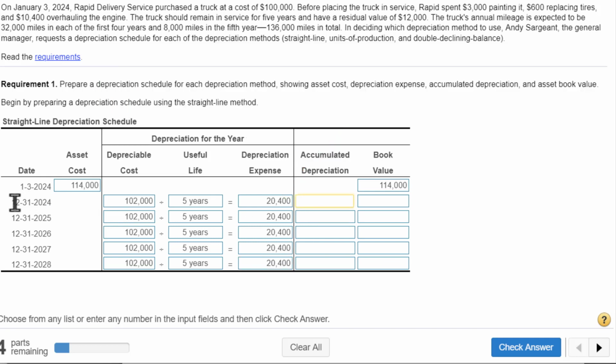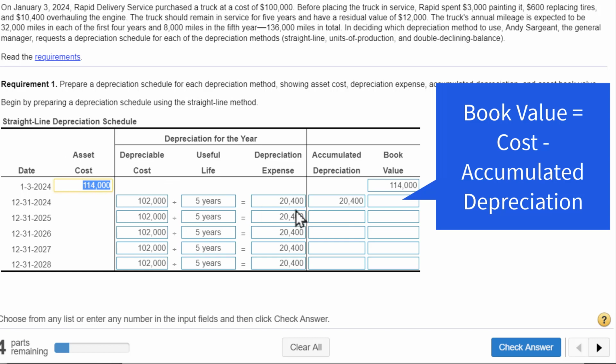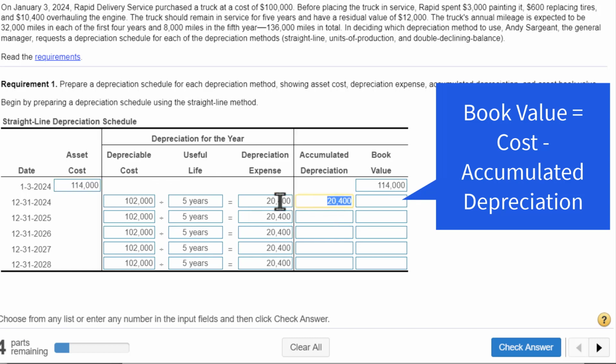So let's just think about now the year ending December 31st, 2024. What's the accumulated depreciation in that first year? Well, it's the amount of that depreciation for that year. Now we have to calculate the book value at the end of that year. So book value, remember, is the cost of the asset minus accumulated depreciation. So 114,000 minus 20,400 gives us 93,600.